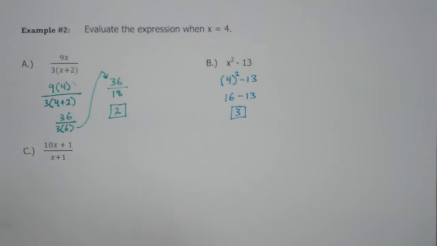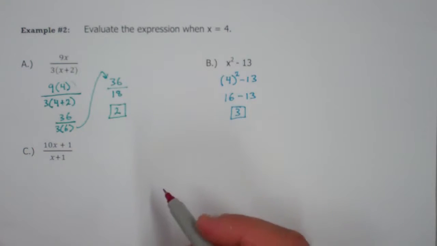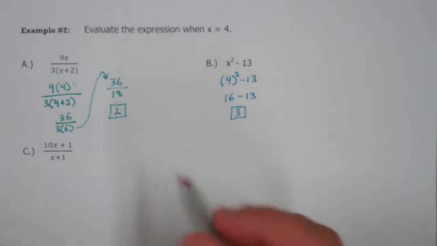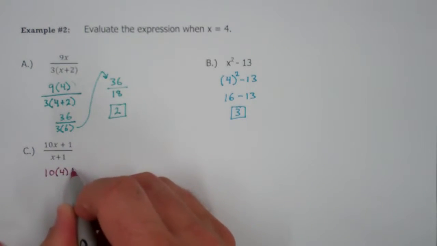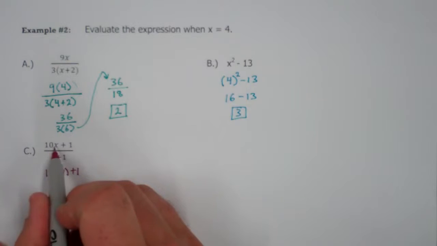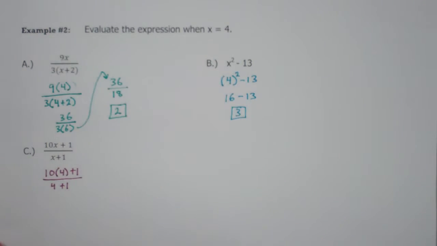Last part of this problem here, this is C. And so in C, we've got another one of those horizontal fraction bars. And remember, the horizontal fraction bar indicates division, but also it is a grouping symbol. Let's substitute first, though. And if we do that, we're going to have 10 times 4 plus 1. Again, the operation that's in between the 10 and the x here is multiplication. We've got our horizontal fraction bar. And then we have a 4 and then plus 1. Let's work with the numerator, and then we'll also work with the denominator separately.